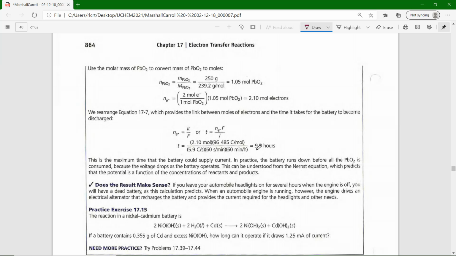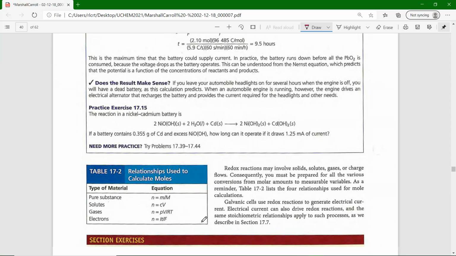So anyways, 9.5 hours. So the maximum time the battery could supply current is 9.5 hours, but the voltage drops as the battery operates. And so it's actually going to stop keeping the headlights on less than 9.5 hours away. And you can try practice exercise 17.15 on your own.